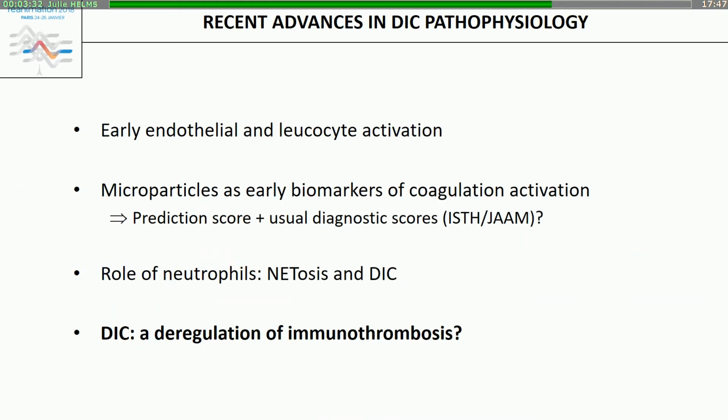So if I had to summarize recent advances in DIC pathophysiology, I would remind you that DIC results from an early leukocyte and endothelial activation. I would add that microparticles are early markers of this vascular cell activation during DIC. We have also shown that neutrophils play a key role in DIC pathophysiology through the NETosis process. And finally, DIC results from a deregulation of the immunothrombosis process.